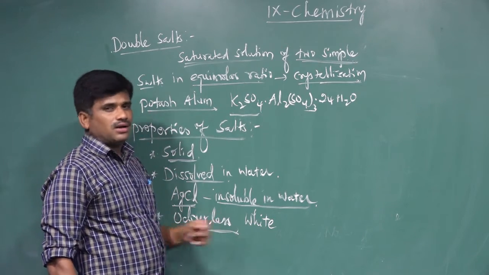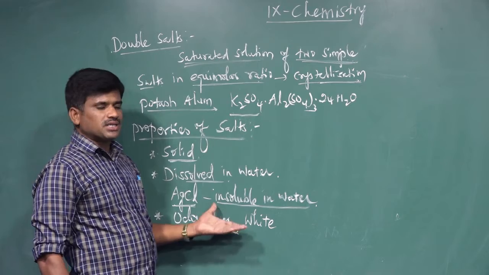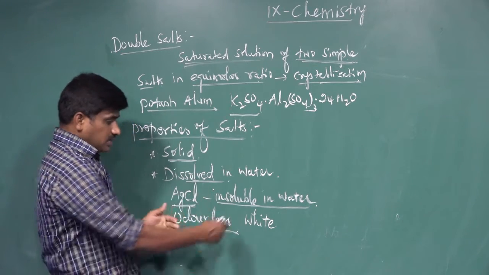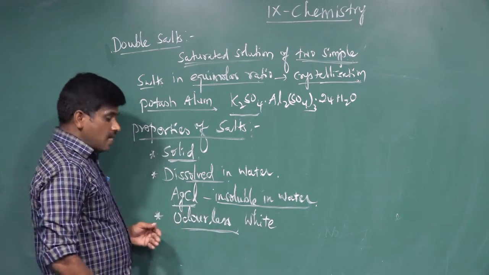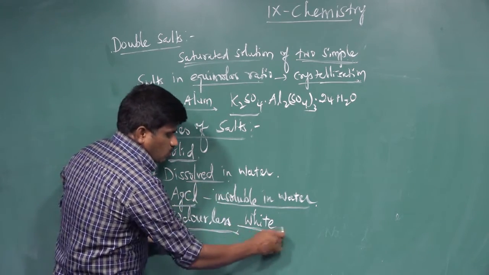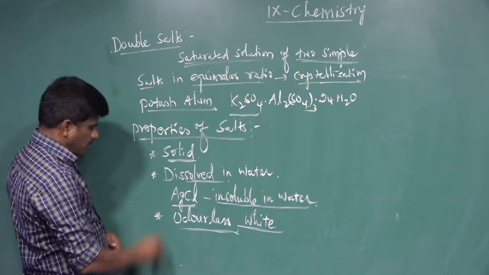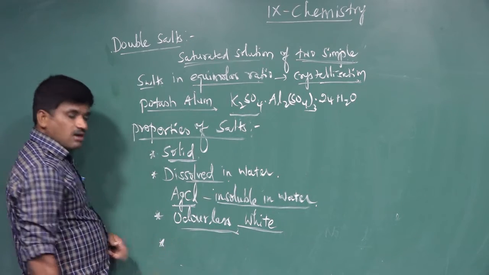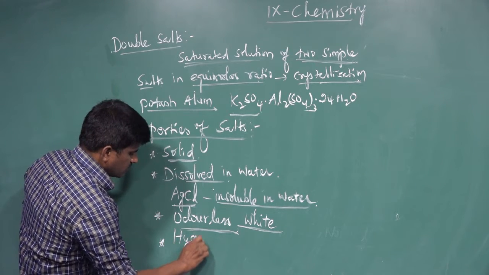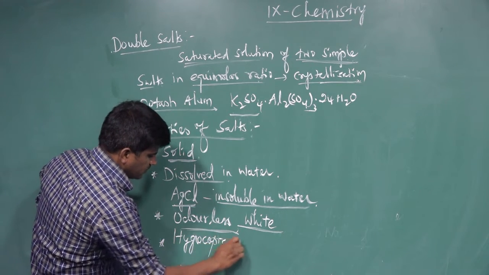There are some colored salts also. For example, copper sulfate is blue in color. Like that some other salts are also colored. But most salts are odorless, and most salts are white in color. So the next property, the fourth property: salt is hygroscopic in nature.